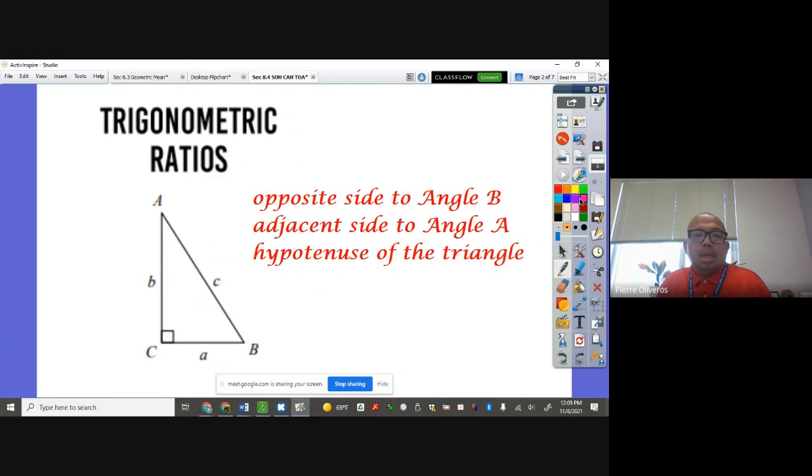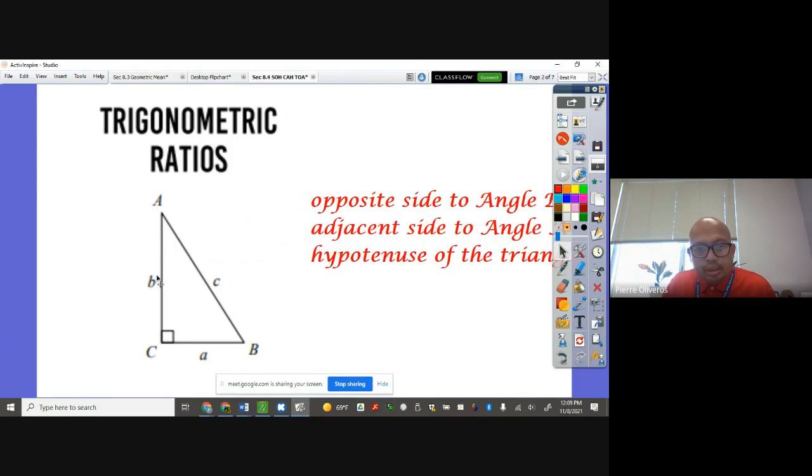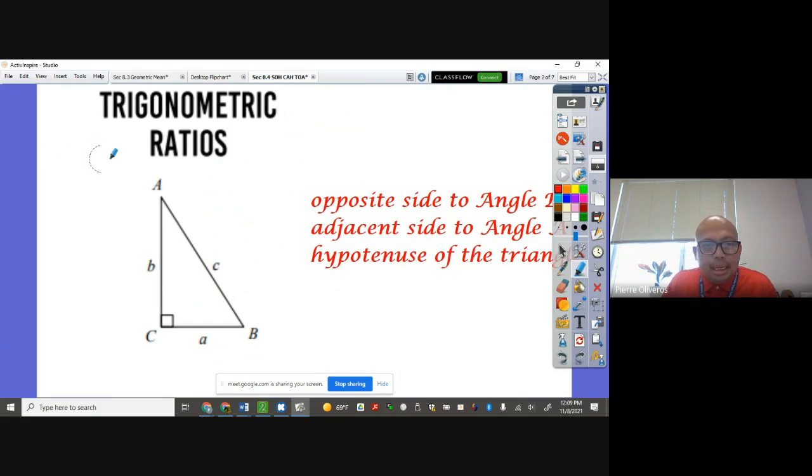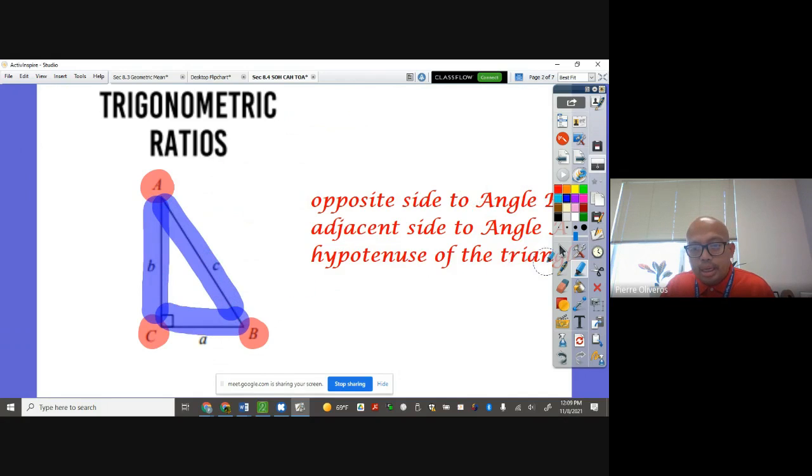Okay, so let's go ahead now. Trigonometric ratio. Let's analyze this triangle here. Capital letters represent the angles in the triangle, and the lowercase letters are the sides of the triangle. If this is angle A, the opposite to angle A is side A. The opposite to angle B is side B. The opposite to the 90 degree angle, which is angle C, is the hypotenuse, which is side C.